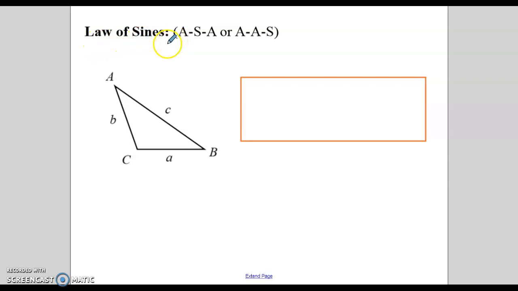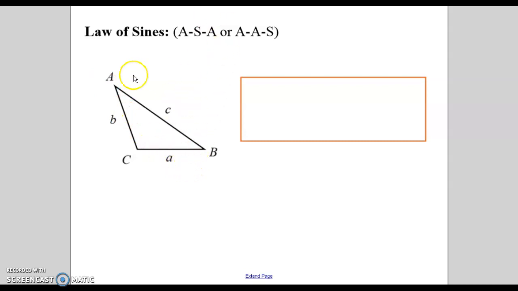The law of sines is a formula which tells us about the relationship between the parts of any triangle. So you can see I've got a triangle here called triangle ABC. The angles are always represented with capital letters, and the side lengths are always going to be the lowercase letters that are opposite that angle. So there's angle A, there's side length a.